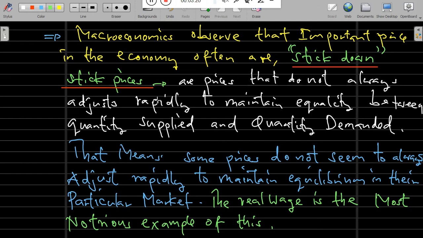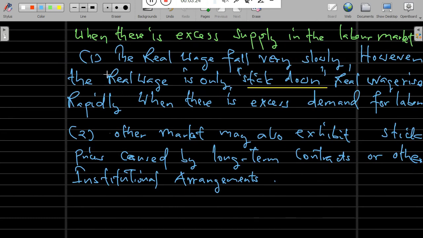When there is excess supply in the labor market, real wages fall very slowly. However, real wages are only sticky downward. Real wages rise rapidly when there is excess demand for labor. Other markets may also exhibit sticky prices caused by long-term contracts or other institutional arrangements.